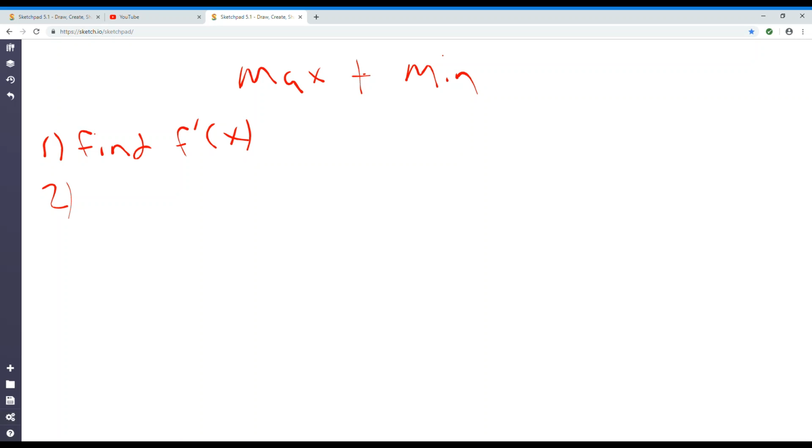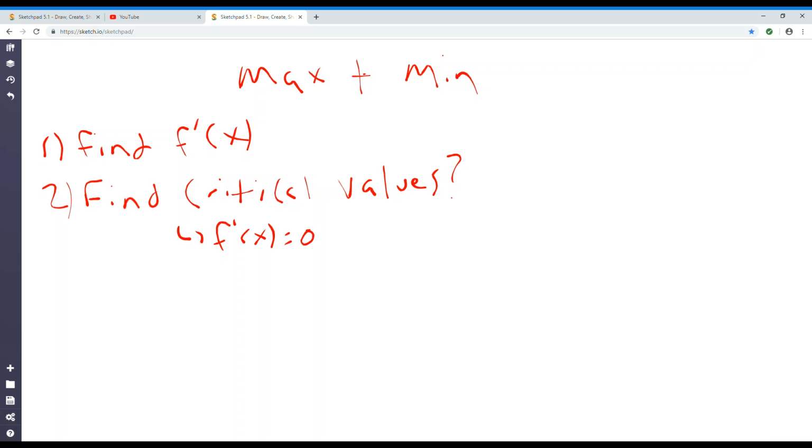Number 2, we need to find our critical values. And you may ask, what are critical values? Critical values is when f prime of x is 0 or undefined. Just like any other algebraic equation, I need to find my zeros or undefined.